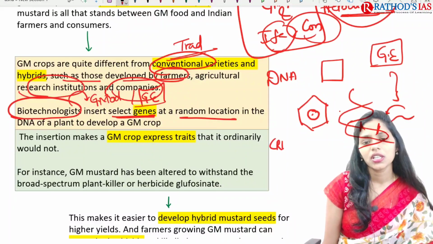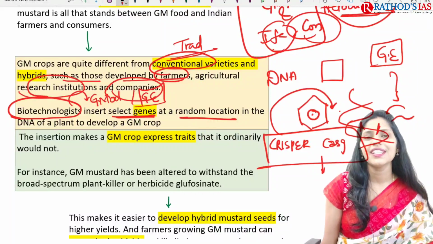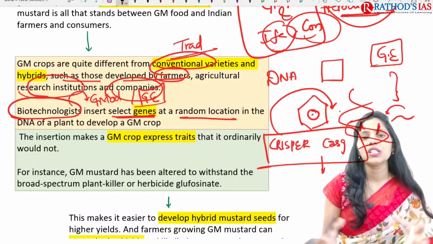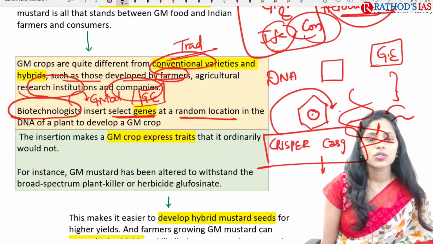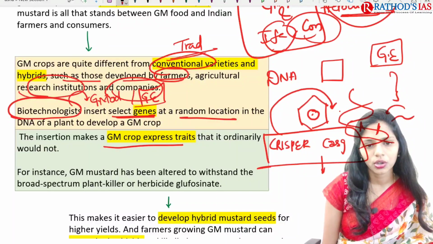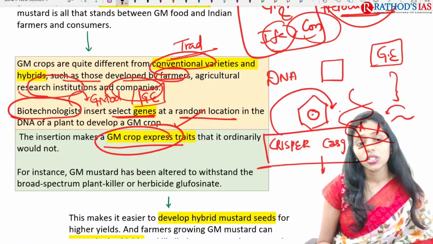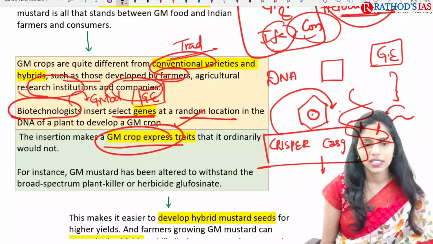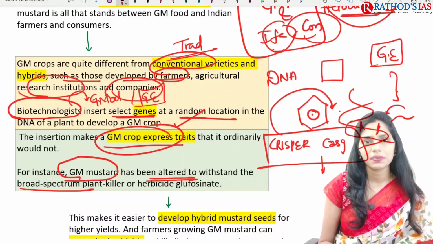Here we will be using CRISPR-Cas9. This is very useful for cutting the DNA at selected places, and we will be using something like Fevicol. It is not exactly Fevicol, but here we will be using ligases. Ligases will be adding the genes at the chosen places. So whenever we go for insertion of genes in genetically modified crops, with expressed traits that an ordinary crop would not have, in this genetic modification we insert the desired genes and remove undesired genes. For example, this genetically modified mustard has been altered to withstand a broad spectrum plant killer.